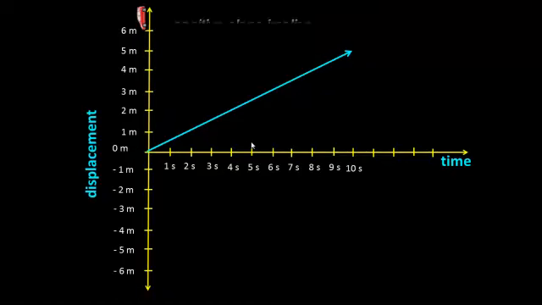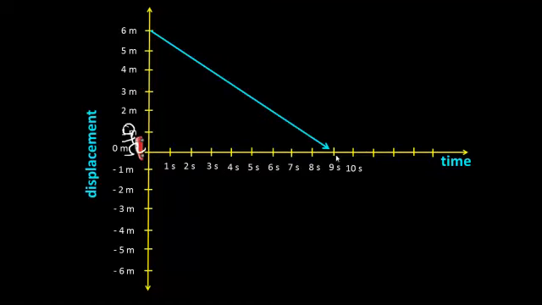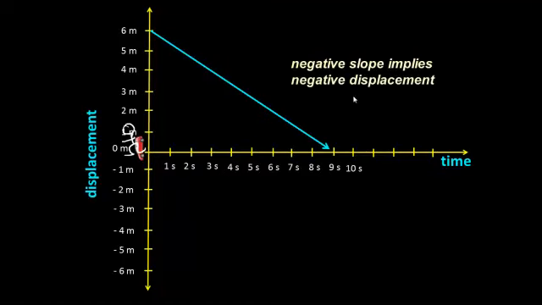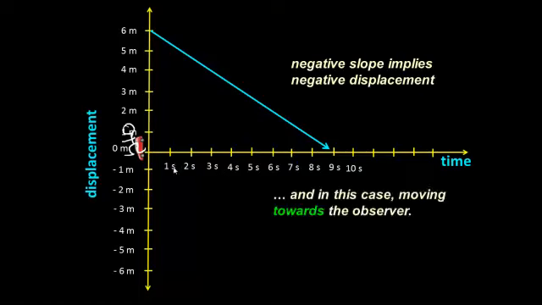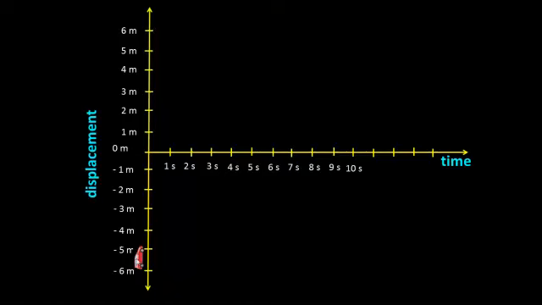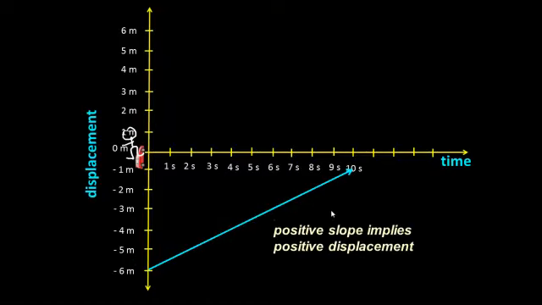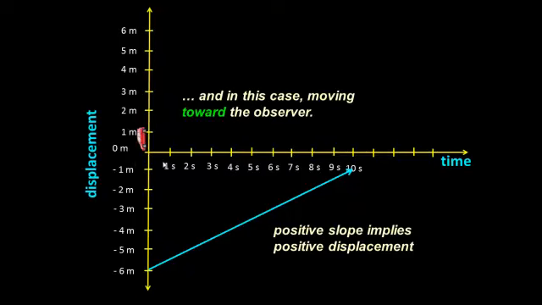Now we can change things up, in which case we still have the observer standing right here, and in this case they're going to watch the car move towards them, and in which case the line that's going to be swept out is going to have a negative slope. So negative slope is going to imply negative displacement. The car is moving towards the observer. Now we can really change things up, and in this case the observer is still standing right here, and as the car moves towards them, we're still going to sweep out a line that has a positive slope, in which case it's going to have positive displacement, and it's moving towards the observer.